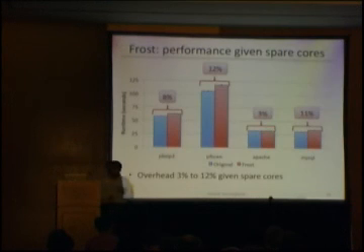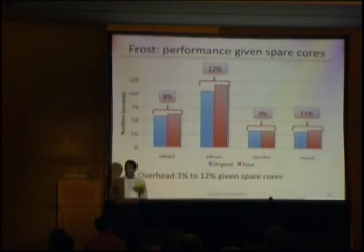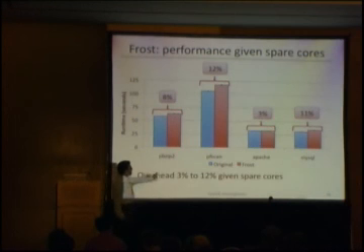We also evaluated the throughput overhead introduced by Frost. And it turns out that for applications whose CPU demands are so low that there are spare cores available on the machine, Frost doesn't really add much overhead. So given an 8-core machine, when we run these applications such that they consume slightly more than 2 cores, we find that Frost only adds 3 to 12% overhead.